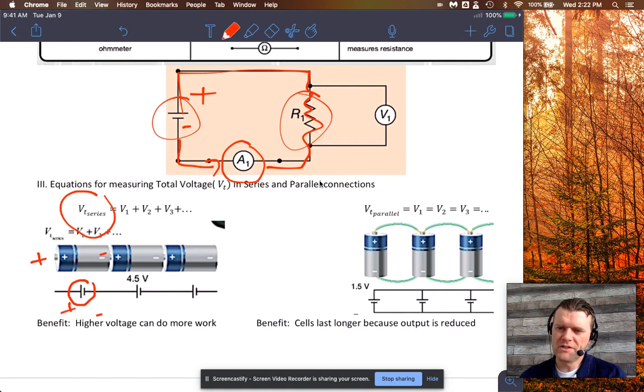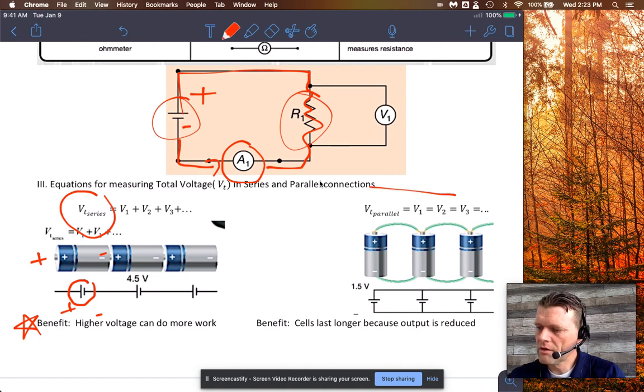The benefits here are important to note. If you do this, you can get more voltage. You can grab a bunch of 1.5 volt cells and rack it up to like 12 volts or whatever you need, higher amounts of energy per unit of charge. That will also result in an increase in voltage. Sometimes that's advantageous. Other times you don't want to do that because you can deplete these cells a little bit quicker when you do it that way.